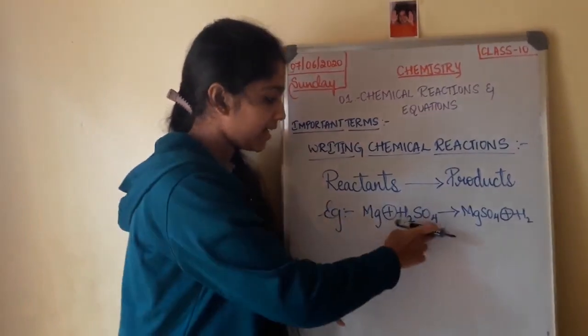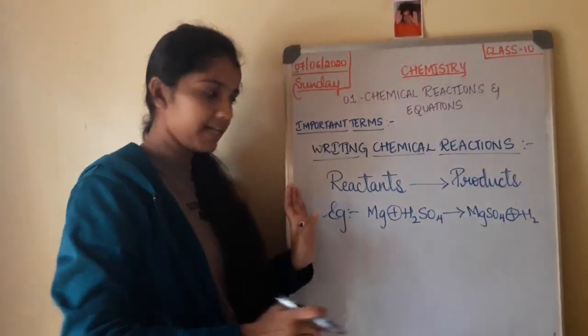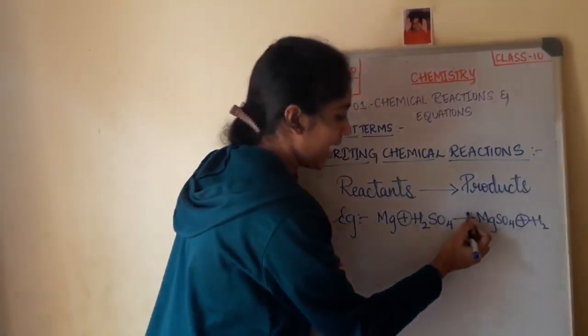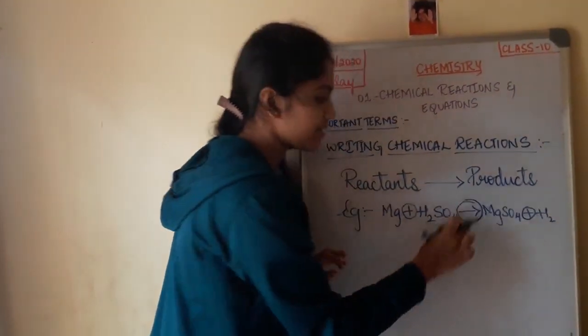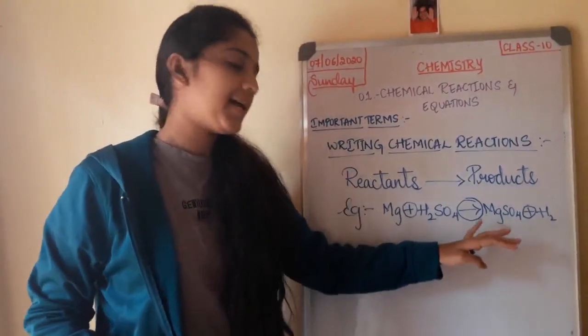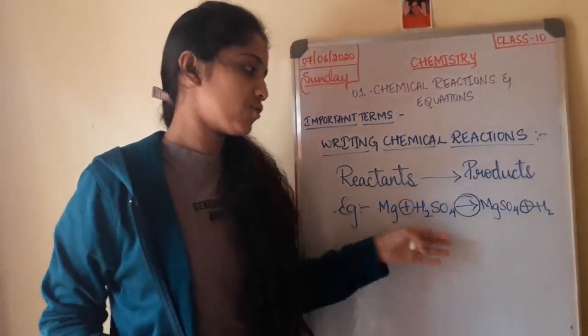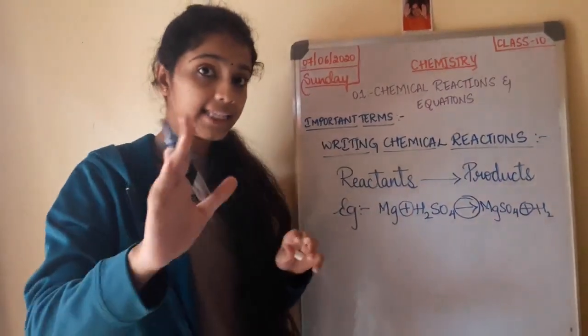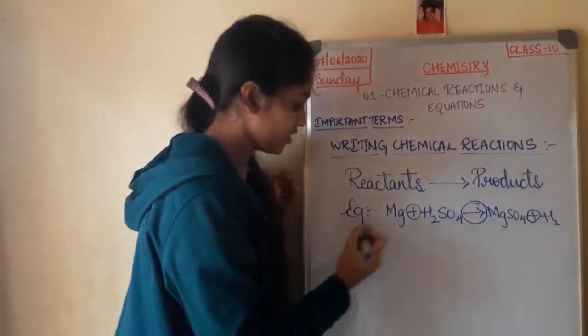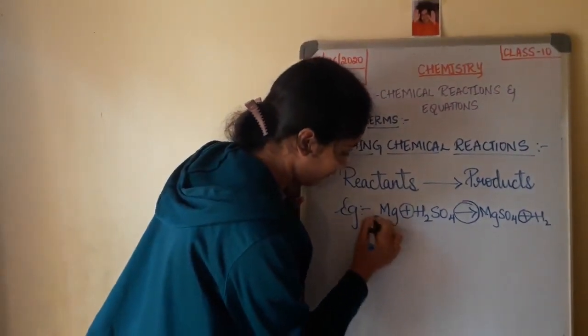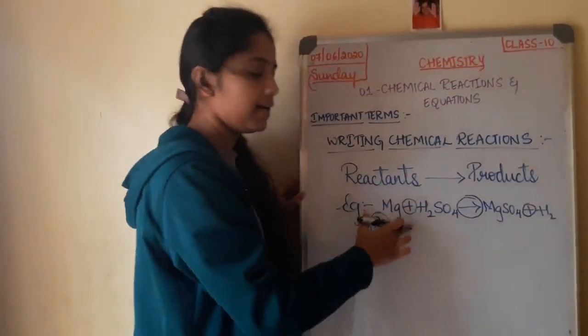And mainly, the reactants are written on the left hand side, the products are on the right hand side, and the reactants and products are separated by an arrow mark between them. Now I think you've understood where we use all this. There is another thing that we use, that is we mention the physical state of the reactants and the products.